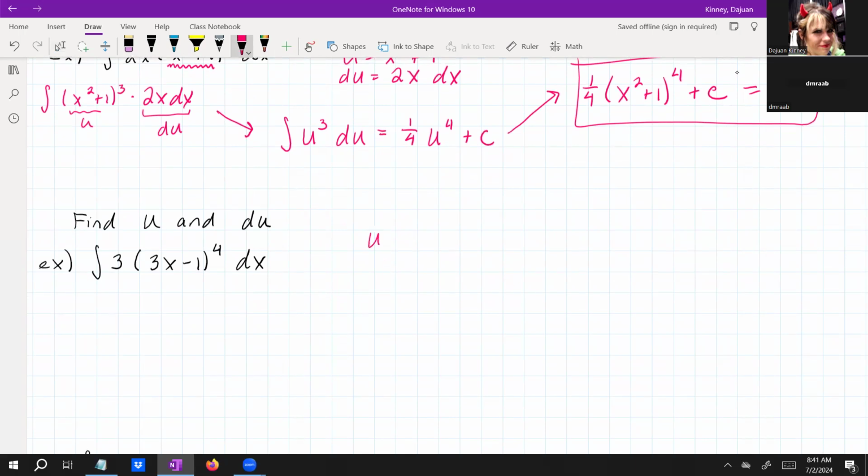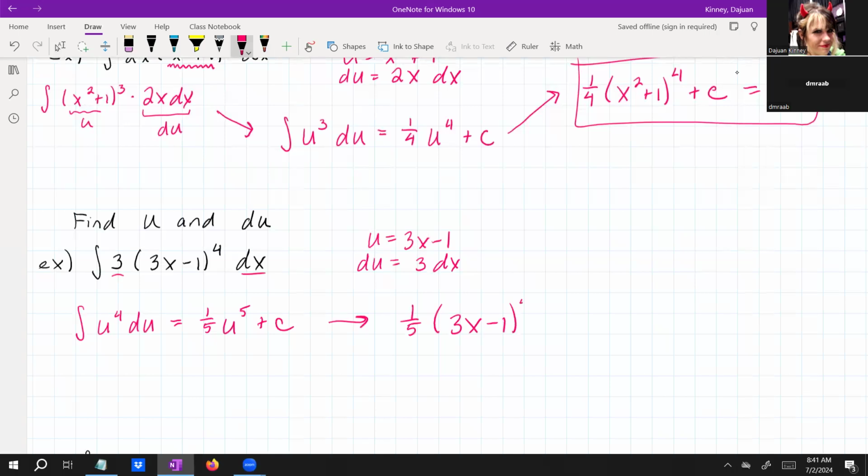So I'm going to say my u is 3x minus 1. Take the derivative of that. Hey, there's my du. This is practically the same problem I just did. 1/5 u to the 5th plus my constant, and substitute back in, which turns into 1/5 times 3x minus 1 to the 5th plus my constant.